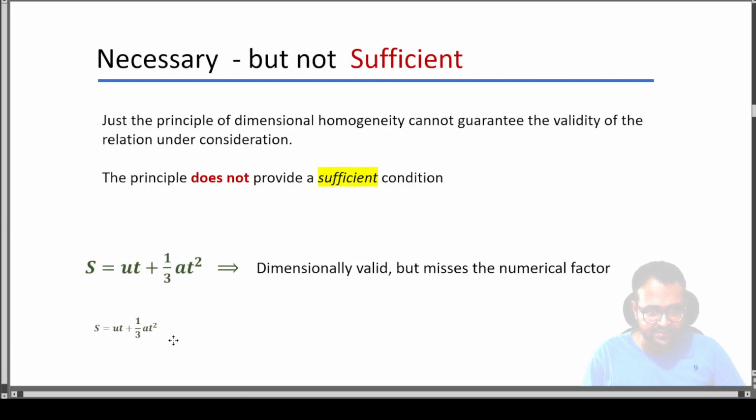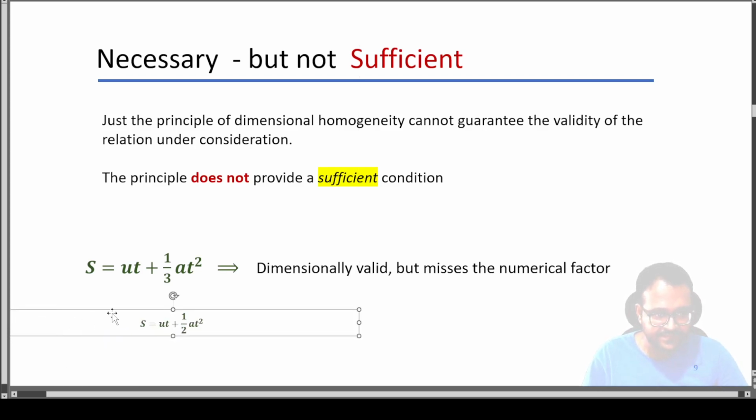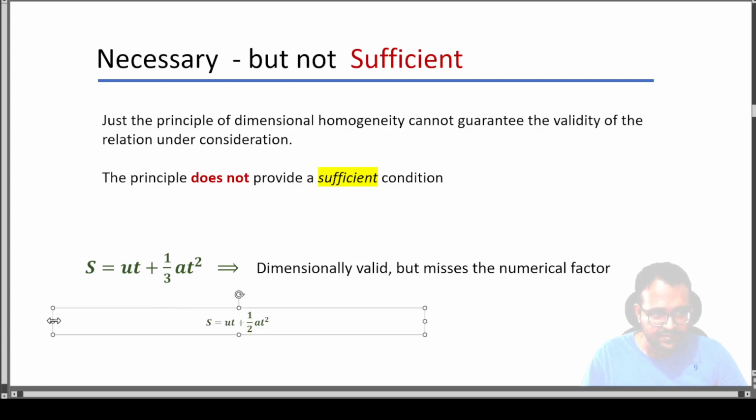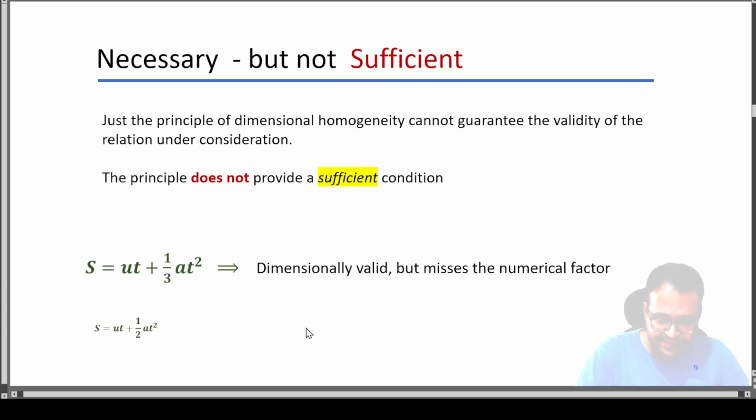That's it. So this will be the correct equation. This is the correct part. You read it later. Okay. This is correct.